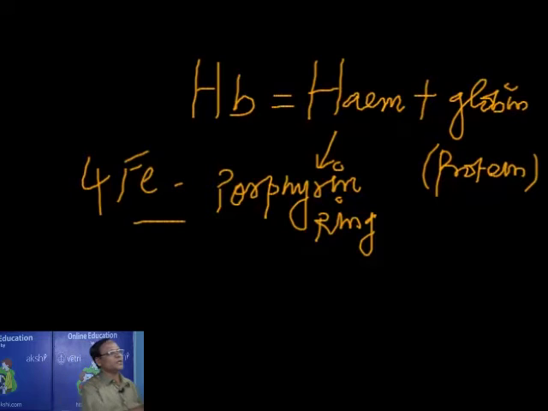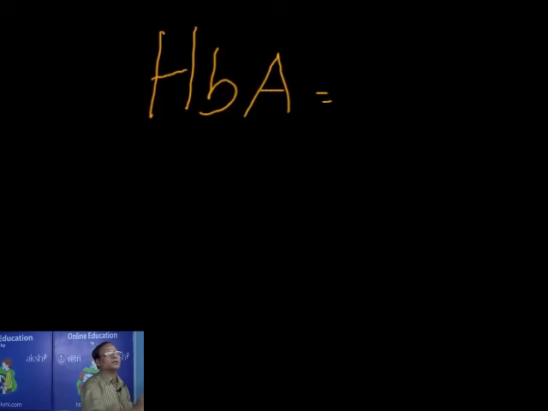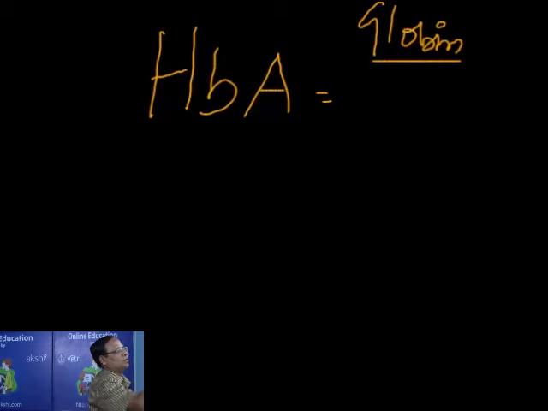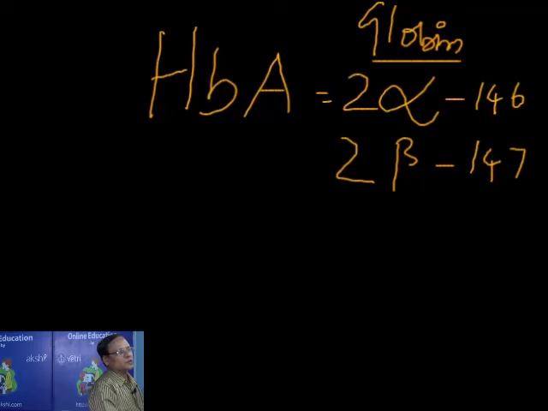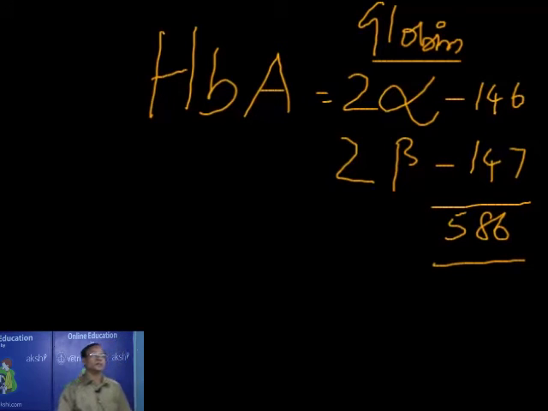This globin is normally formed of four chains. In the case of adult hemoglobin, represented as HbA, the globin part is formed of two alpha chains and two beta chains. Each alpha chain is formed of 146 amino acids, and each beta chain of 147. So altogether, as we have four chains, the total number of amino acids is 586.